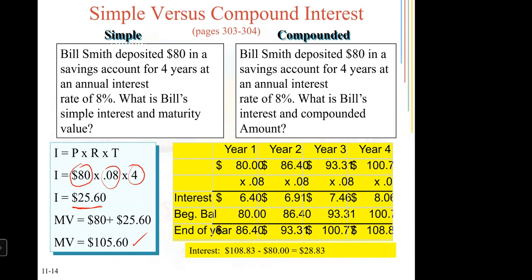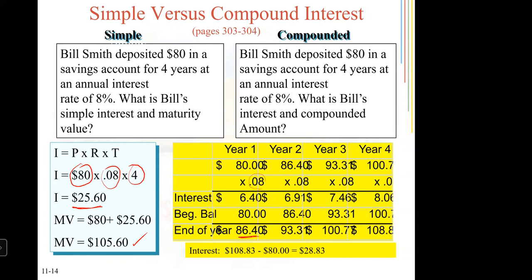But in the compound interest, if the compounding period is annual, then every year you're going to find that percentage. So in this case, it's 8% of 80, which is $6.40. You add the $6.40 to the $80. And so at the end of the first year, your principal is $86.40.